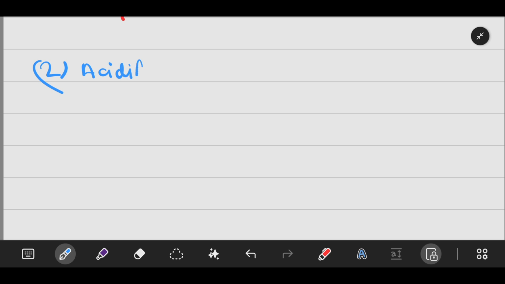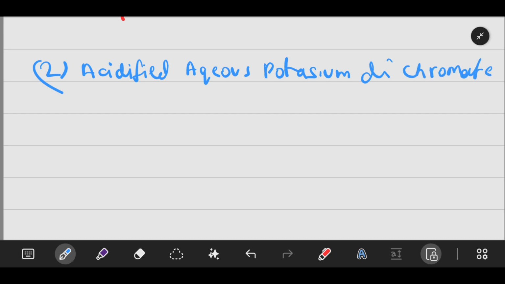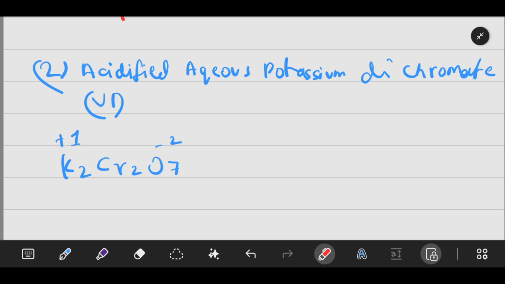So now we're going to move on to our second oxidizing agent, which is called acidified aqueous potassium dichromate 6. The formula of this compound is as follows: K2Cr2O7. Okay, so let's just note down the oxidation numbers. It's a -2 for oxygen, it's a +1, that belongs to potassium. Now the 6 belongs to chromium because chromium is a transition metal and transition metals have a variable oxidation state. So it has a +6.